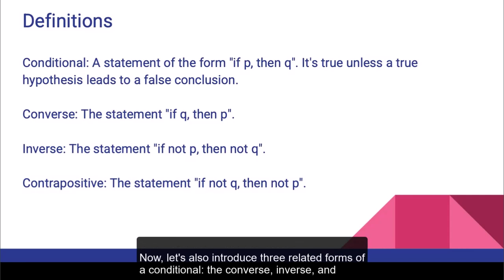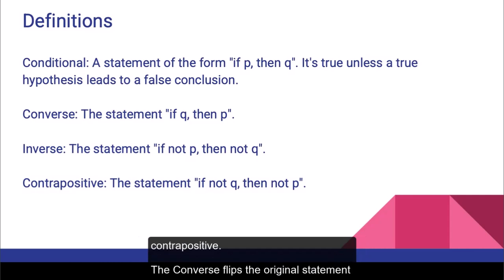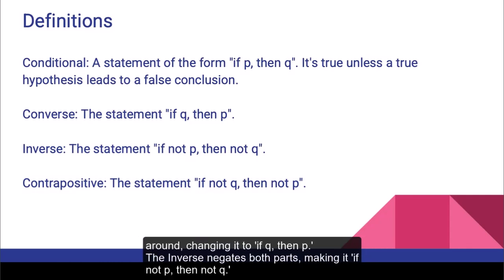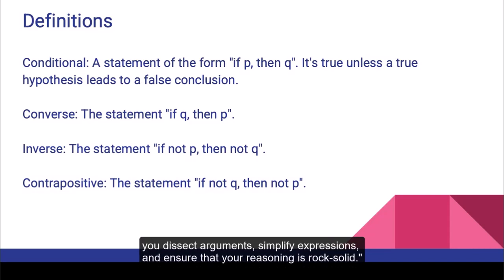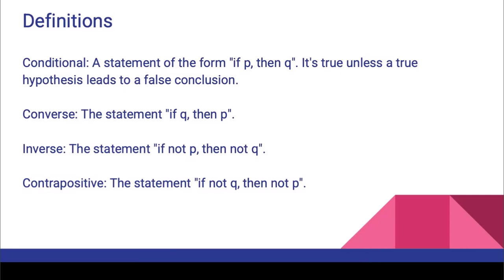Now let's also introduce 3 related forms of a conditional: the converse, inverse, and contrapositive. The converse flips the original statement around, changing it to if Q, then P. The inverse negates both parts, making it if not P, then not Q. The contrapositive both flips and negates, turning it into if not Q, then not P. Understanding these different forms will help you dissect arguments, simplify expressions, and ensure that your reasoning is rock solid.